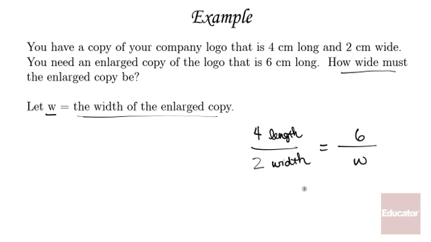So now you can cross multiply: 4W equals 12. 2 times 6 is 12. Divide by 4, and your W equals 3. So your width is going to be 3.